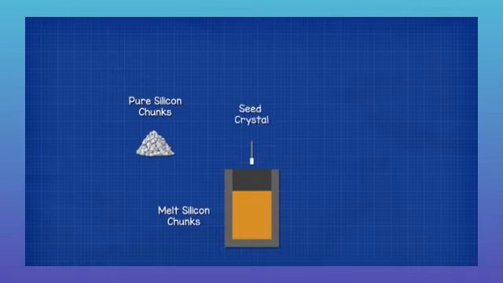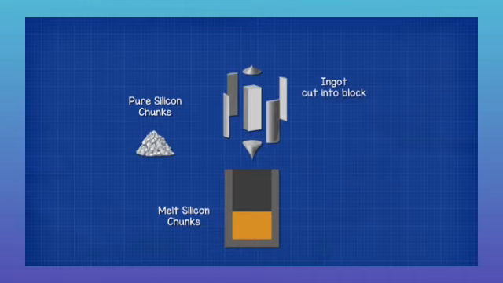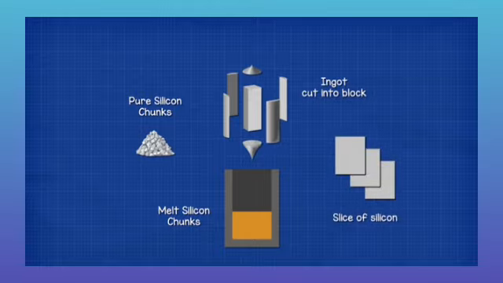The pure silicon chunks are placed into a crucible and melted. A seed crystal is lowered into this, and the silicon atoms start to stick to it. This is then slowly extracted, and as it cools, it forms an ingot. The atoms structure themselves perfectly in this process, forming one giant crystal. The ingot is then cut into blocks and then into thin slices to form the solar cells.